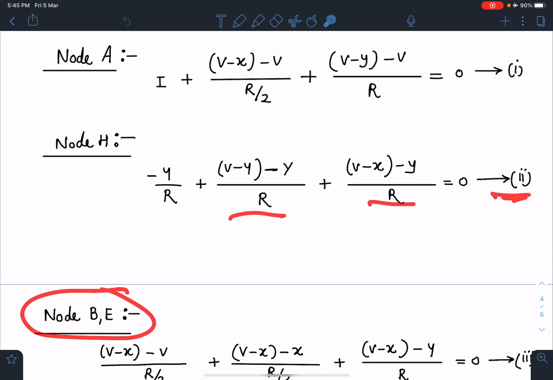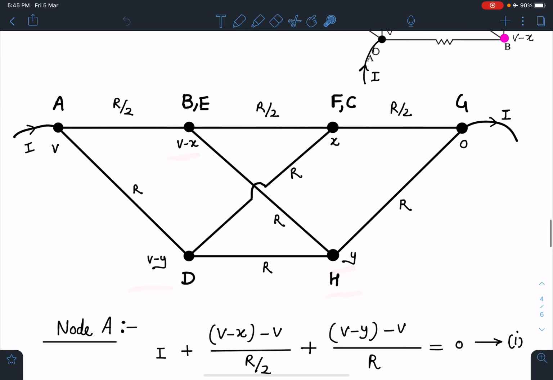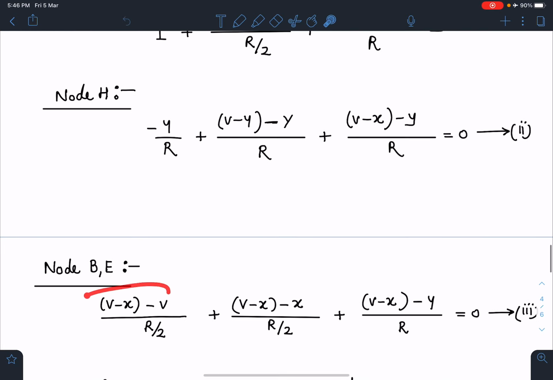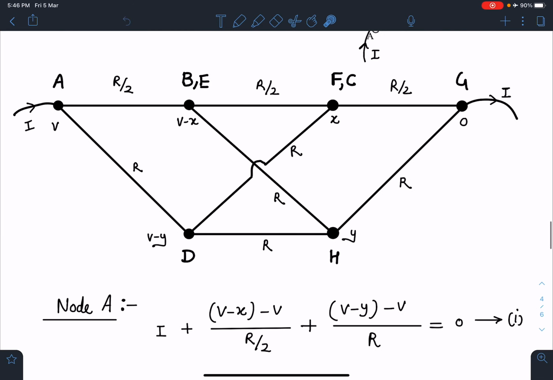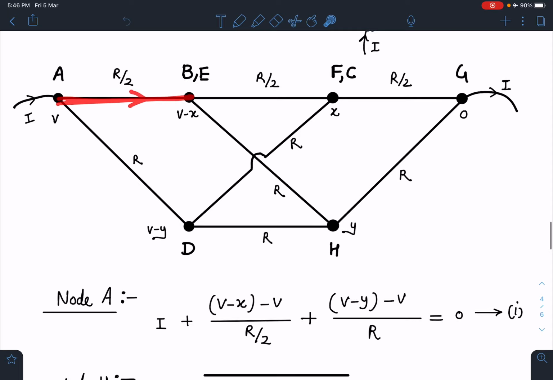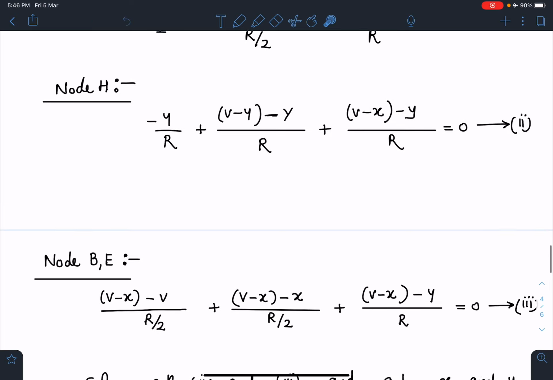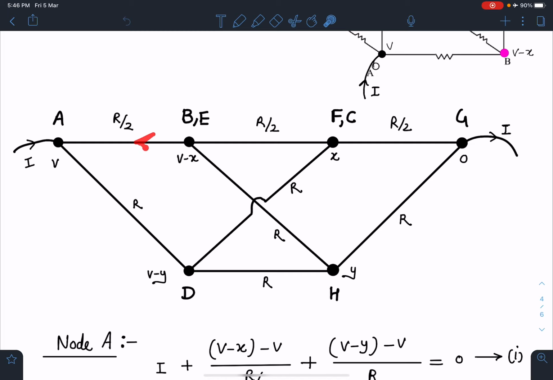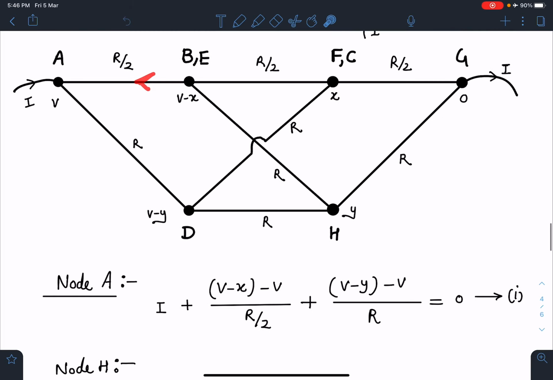Similarly, I can take node BE. You can choose any two nodes. So node BE if I take, and total current coming here is 0. So in this branch, in this branch, in this branch I'm taking. So higher minus lower I can apply. So (V minus X) by R by 2. You can check, V minus X. I'm writing this total current coming to this branch. Okay, I think the minus sign should come here. This will become total current leaving. Anyways, if you are writing leaving everywhere, then also it is fine.